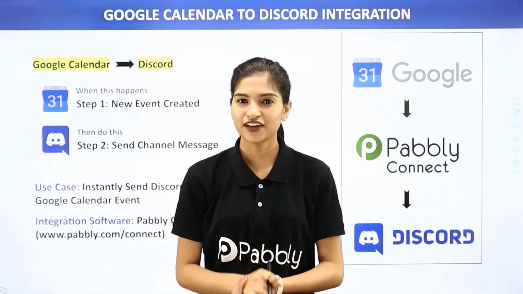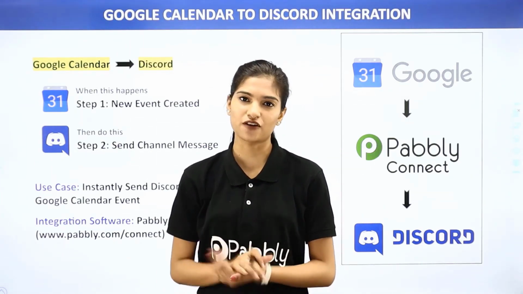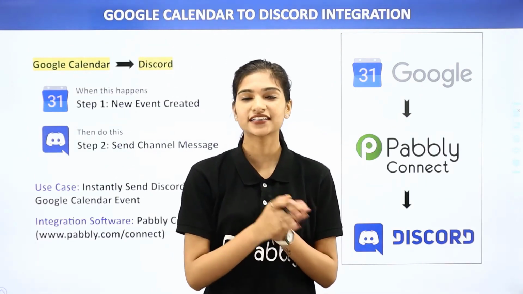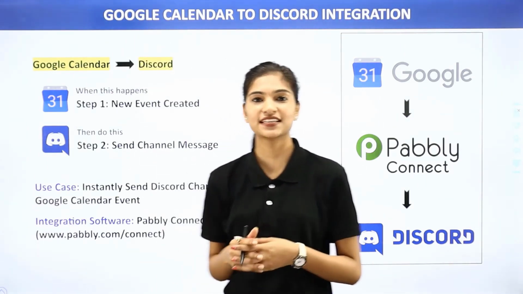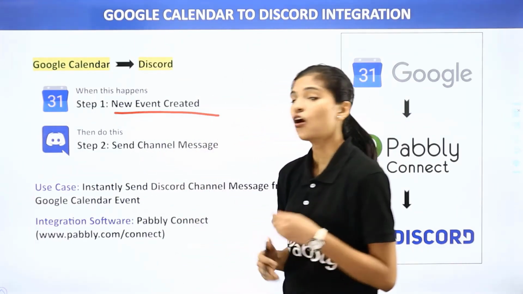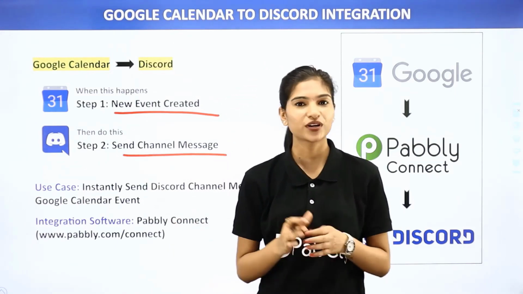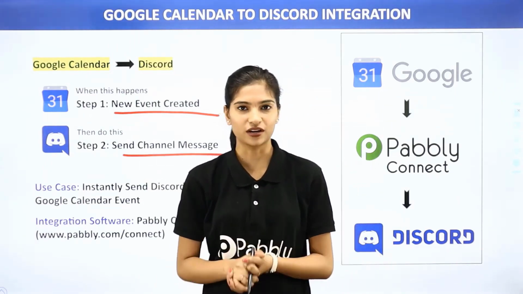Hello everyone, welcome to Pabbly Connect. Today in this video, we are going to integrate two software applications, Google Calendar and Discord. So the use case here is, whenever a new event is created in Google Calendar, automatically send channel message in Discord. Now let us know what these two software applications are all about.